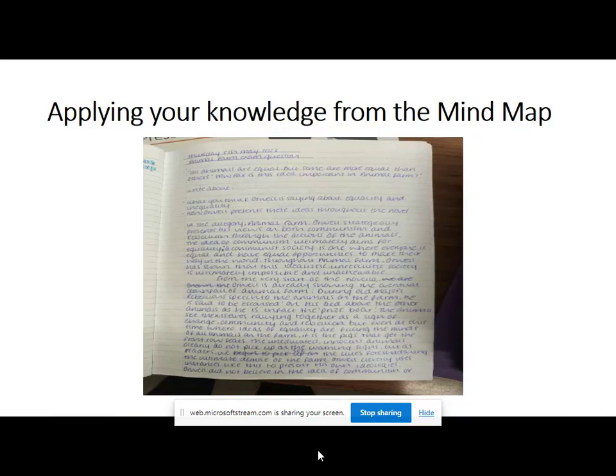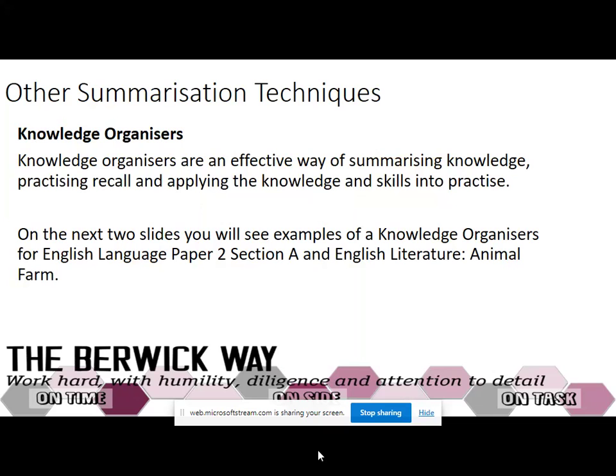If you see here, what we have is the example of a student applying the knowledge of their mind map. This particular student created their mind map in terms of Animal Farm and was then able to effectively apply it with an impressive essay response at the end.